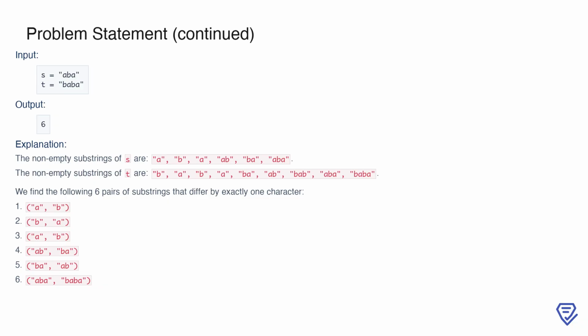Now, we look for pairs of substrings, one from s and one from t, that differ by exactly one character. For instance, the substring pair a, b qualifies because a and b are different in one position. Similarly, a, ba qualifies because they only differ at the first character. In total, we find 6 such pairs, including a, b; ab, bb; ba, bb; and aba, baba. Therefore, the output for this example is 6.